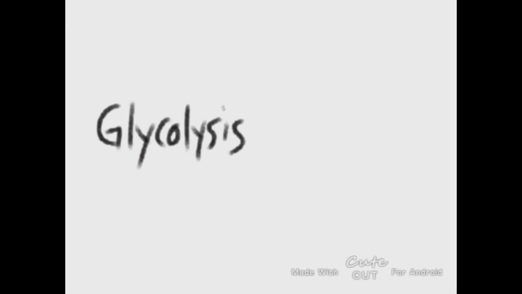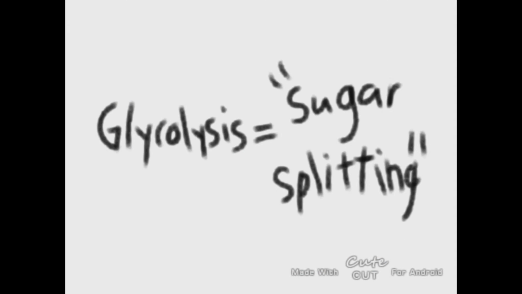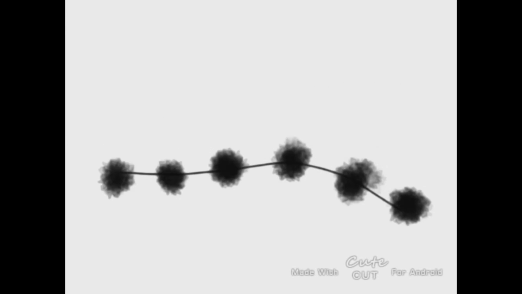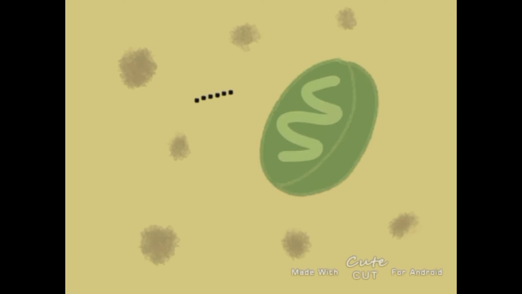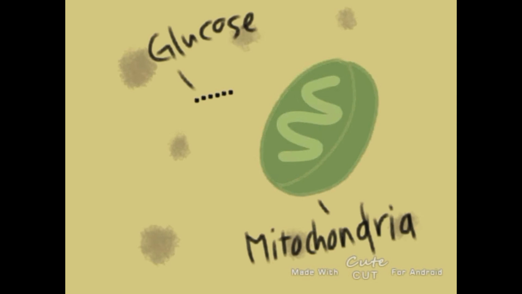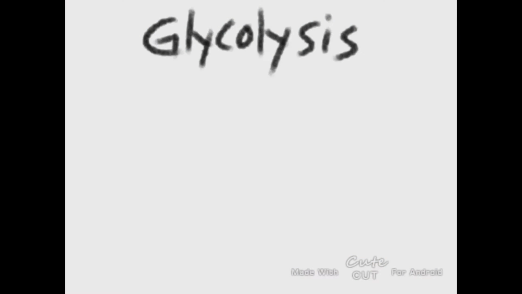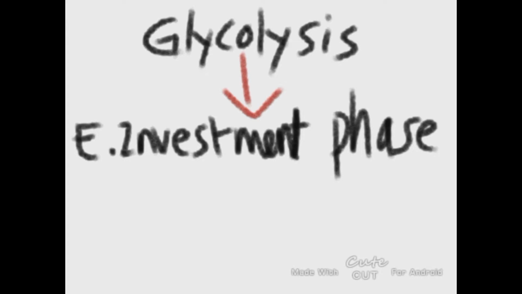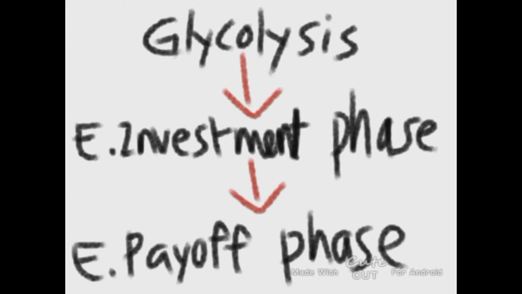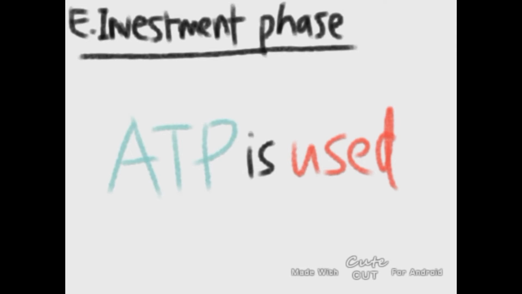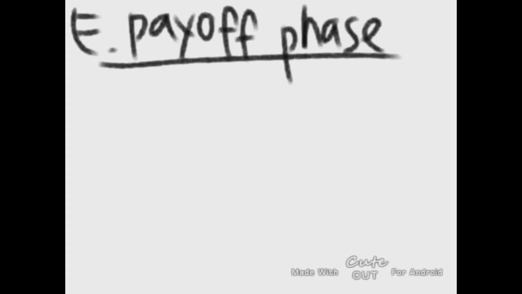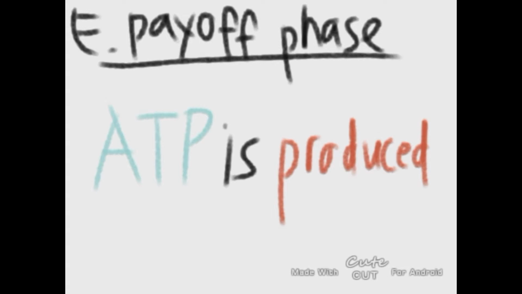Glycolysis. Glycolysis means sugar splitting, which is the chemical breakdown of glucose. Glycolysis happens outside of the mitochondria. There are two phases in glycolysis, which are the energy investment phase and the energy payoff phase. In the energy investment phase, ATP is used. In the energy payoff phase, ATP is produced. It is as simple as that.